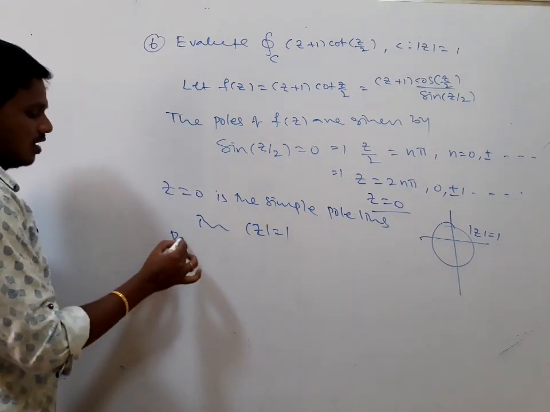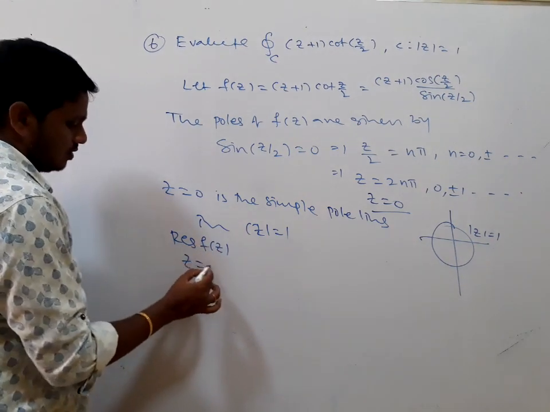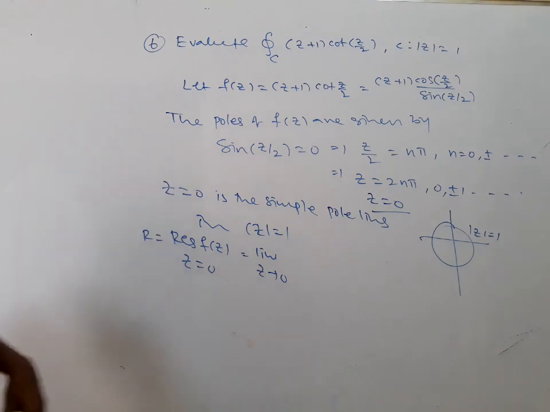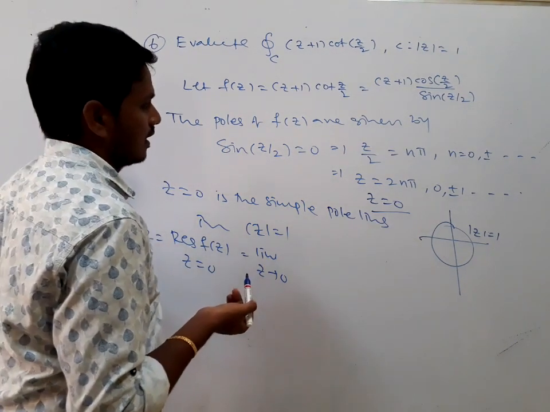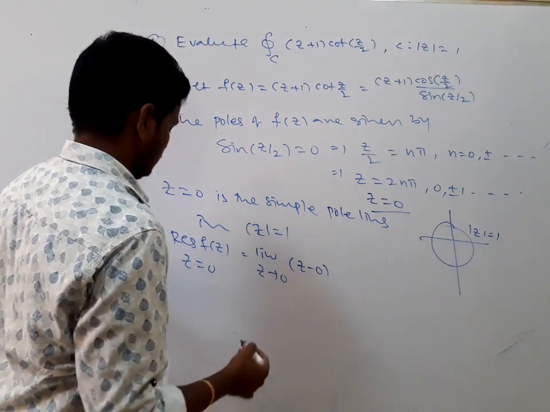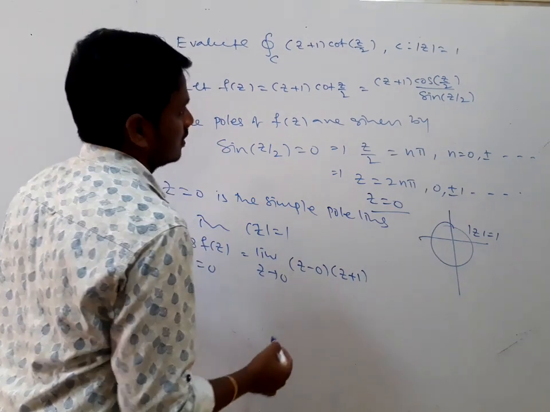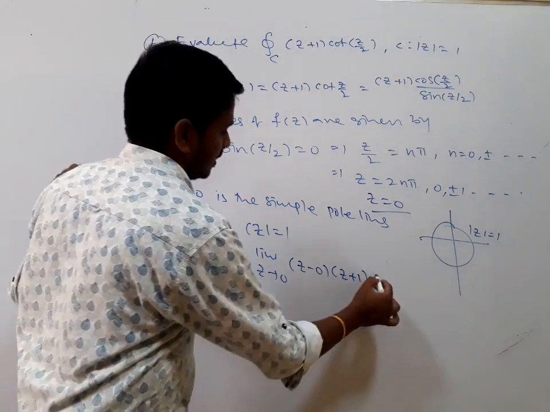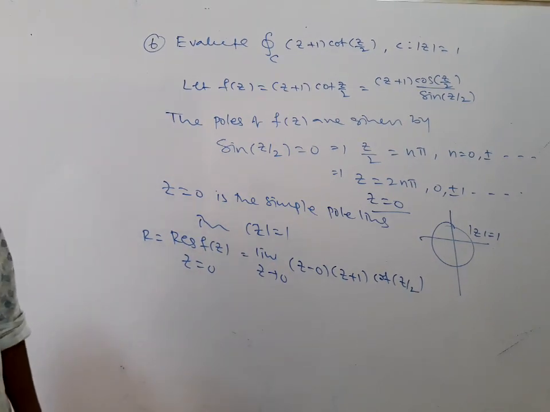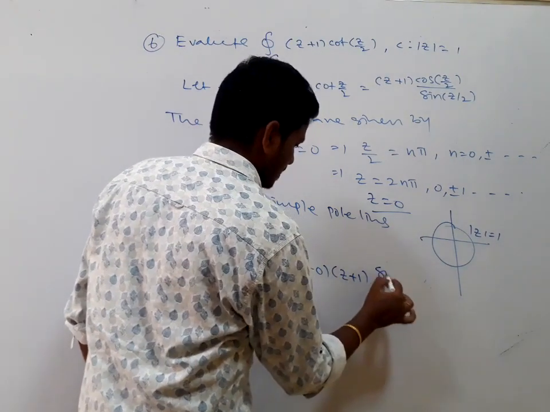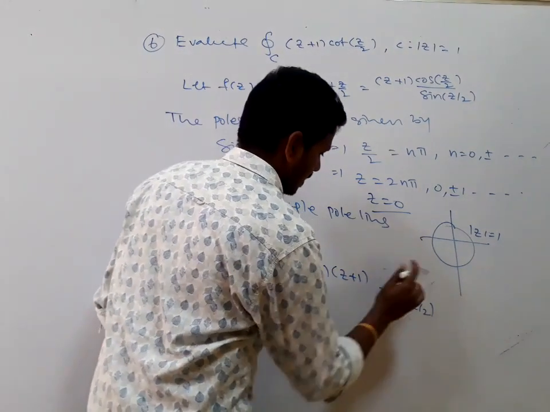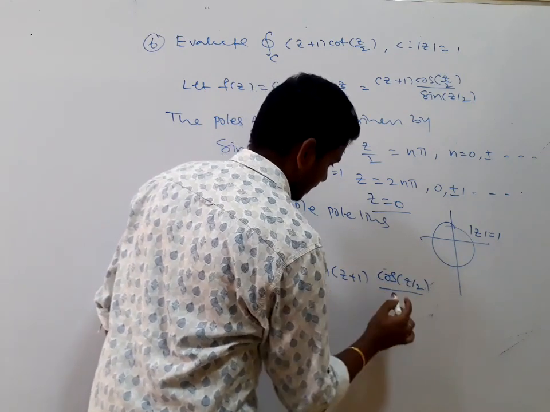Okay, now I am going to find the residue. Residue of f of z at z equals 0, that is r, which equals the limit as z tends to 0 of z minus 0 into f of z, which is z plus 1 into cos z by 2 divided by sin z by 2. Here it is cos z by 2 divided by sin z by 2.